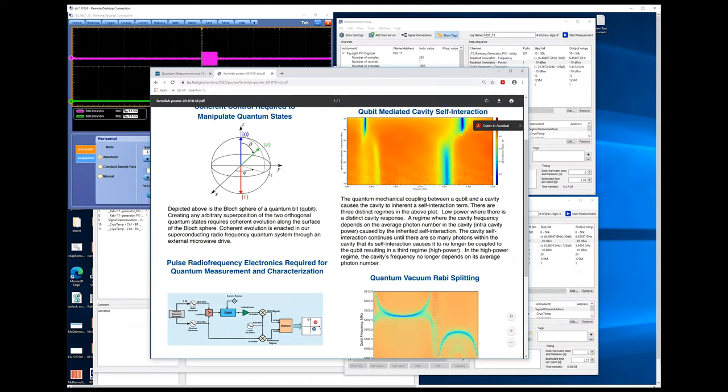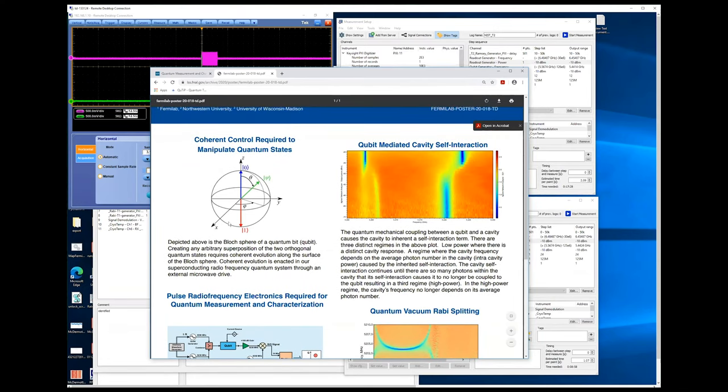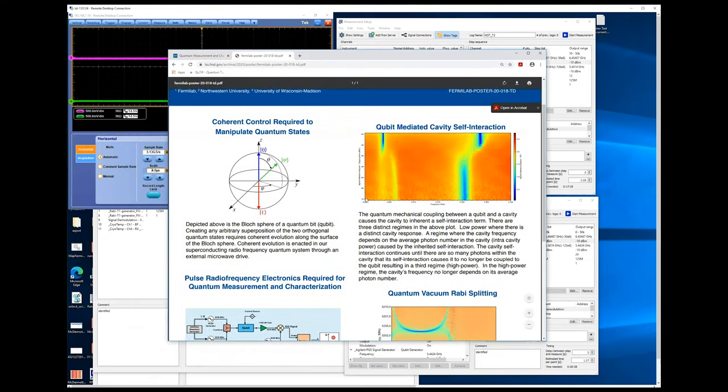Yeah, so basically you were all explained that creating this superposition of two states requires evolution along the surface of the sphere. And in superconducting qubits, it's achieved using a microwave drive. Two main figures of merit of superconducting qubits are the T1 lifetime and the T2 decoherence time. I will try to show you, not on the real qubit because the fridge is warm now, but in general, from the electronics point of view, how these pulses are created.